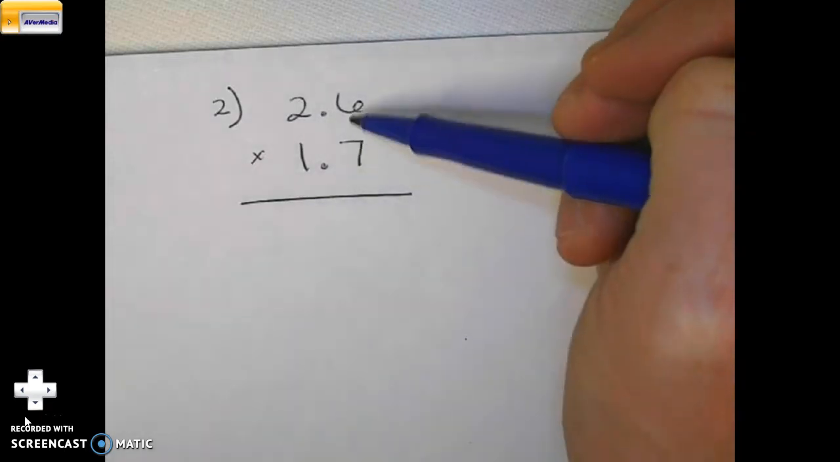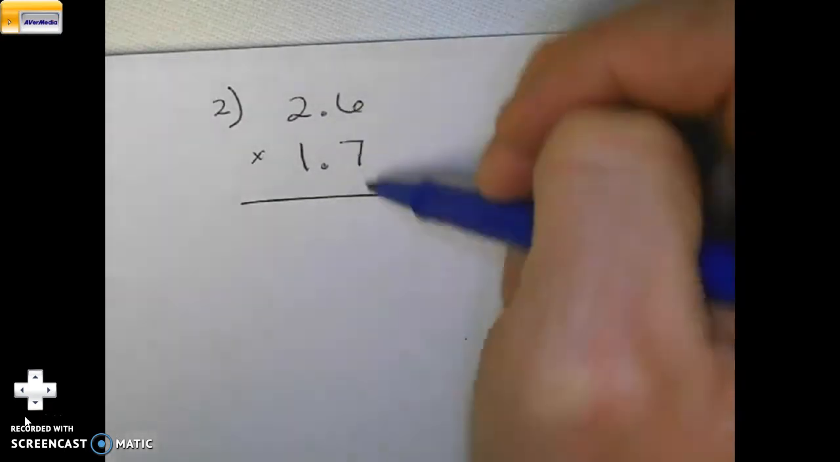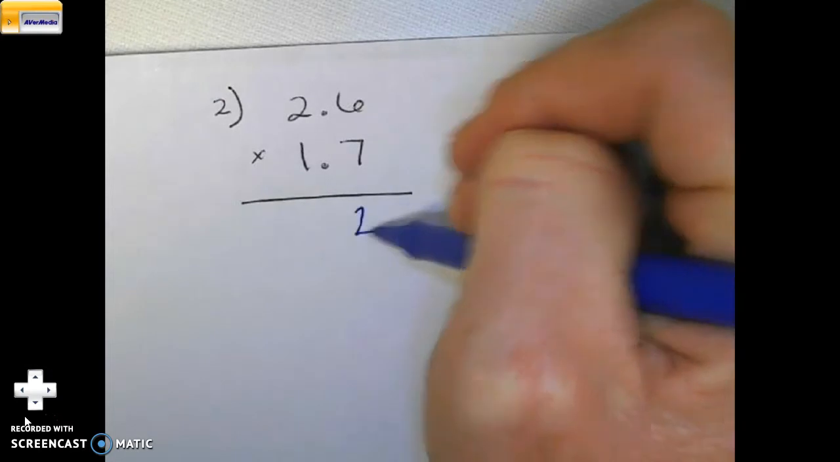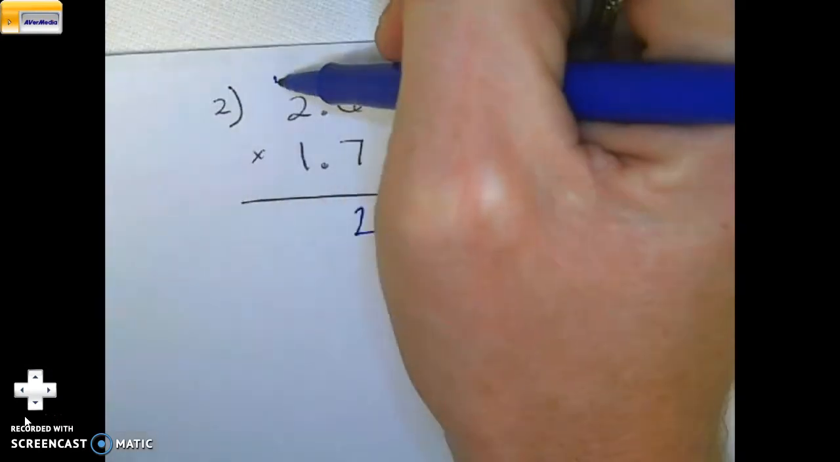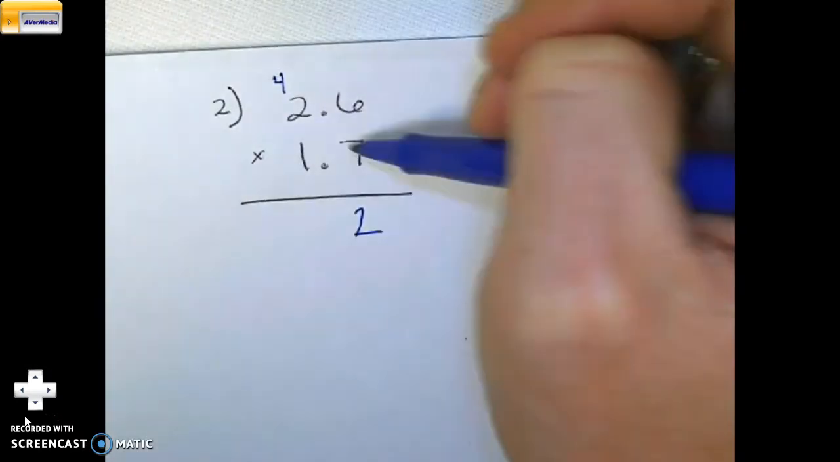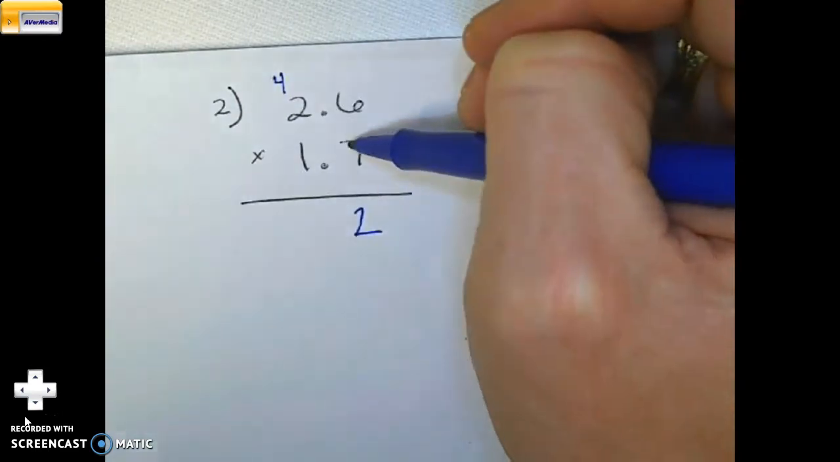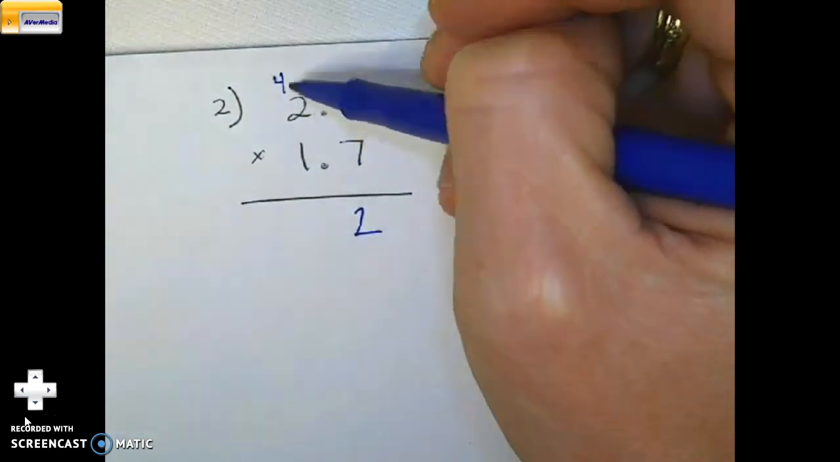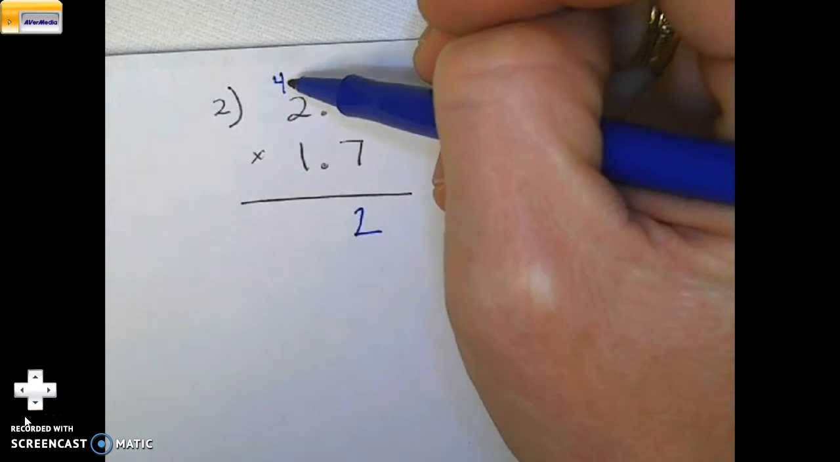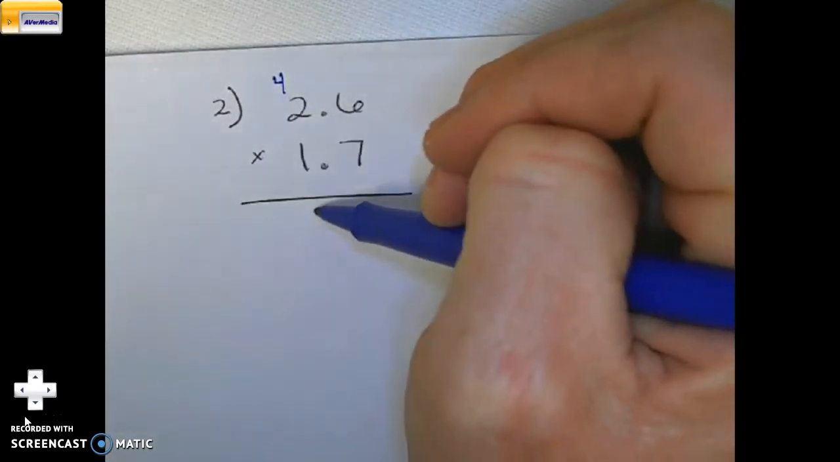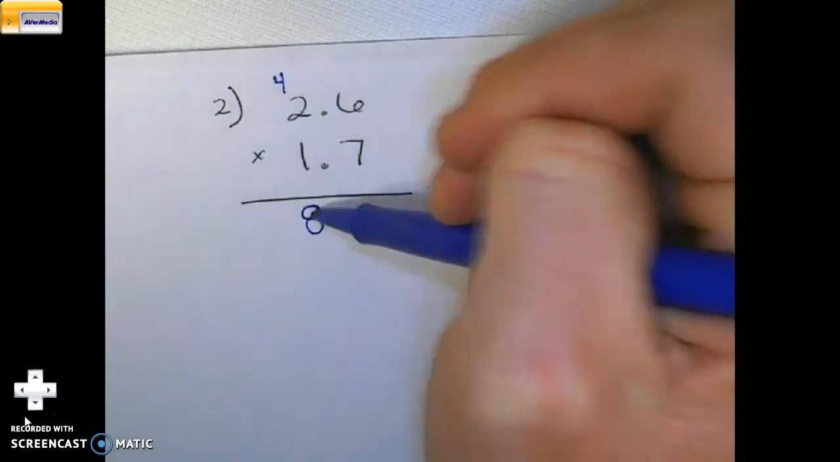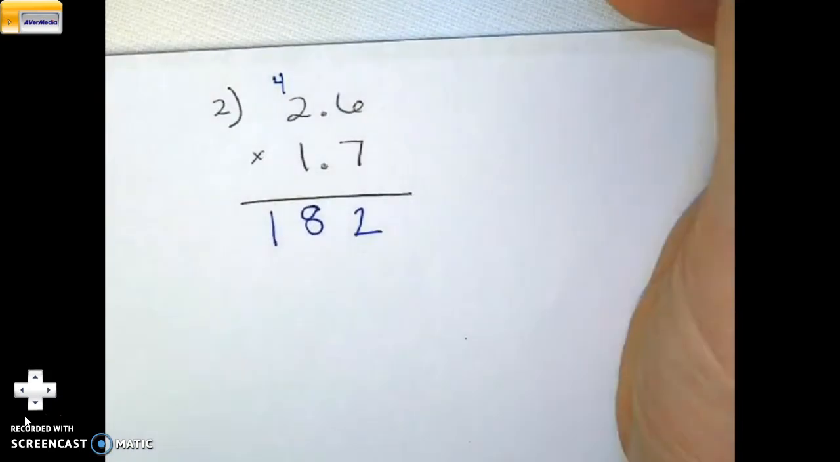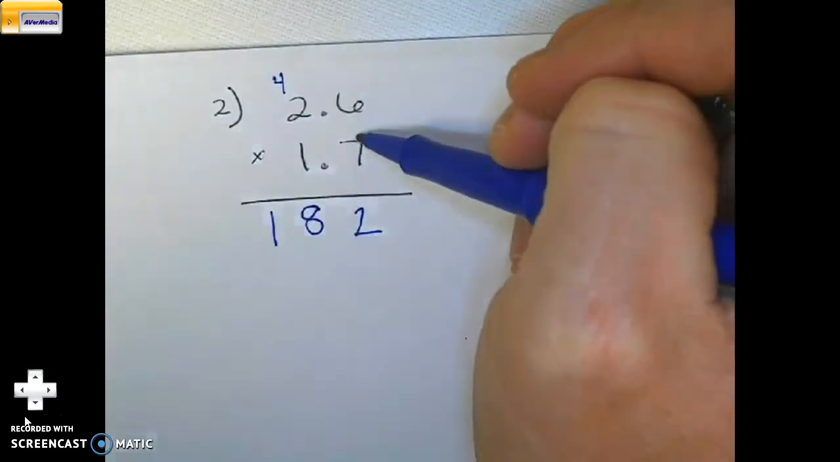So I'm going to do 7 times 6. 7 times 6 is 42. I'm going to put my 2. I'm going to carry my 4. Now I go across. 7 times 2 is 14, and 14 plus 4 is 18. Please do not be afraid to use your fingers when you're adding if you need to. I am done with my 7, ladies and gentlemen.